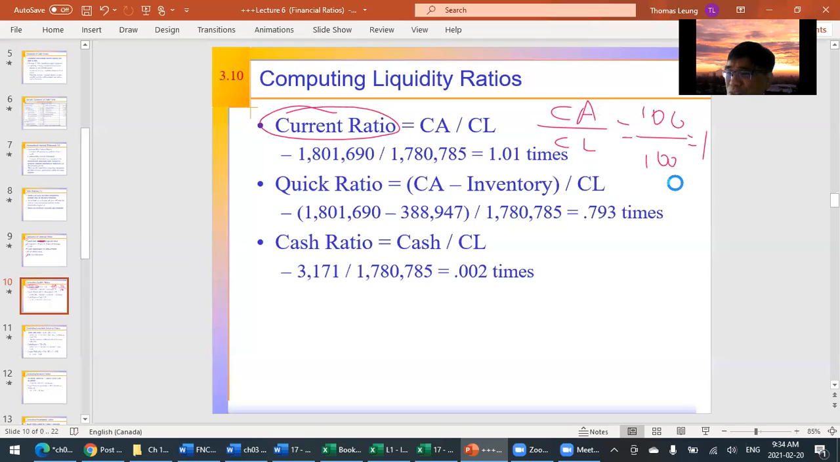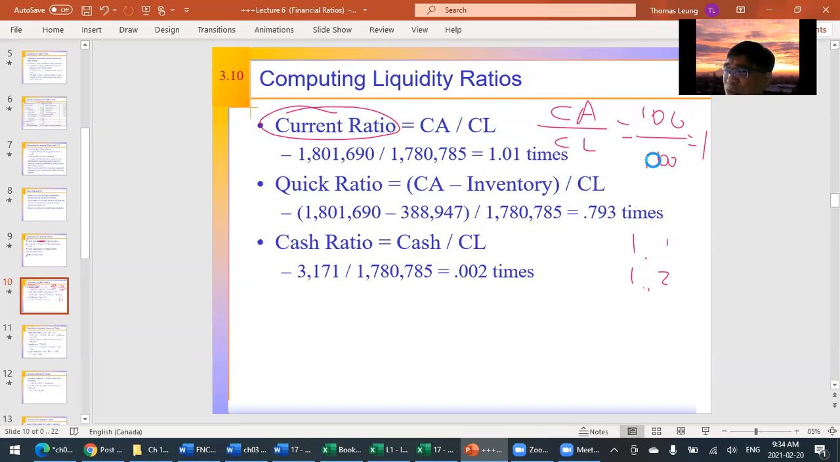But of course, we will not go to the extremes. 1.1 is better, maybe 1.2 is better. Having a little bit more current assets than current liabilities is better. So that's the logic for calculating this current ratio.